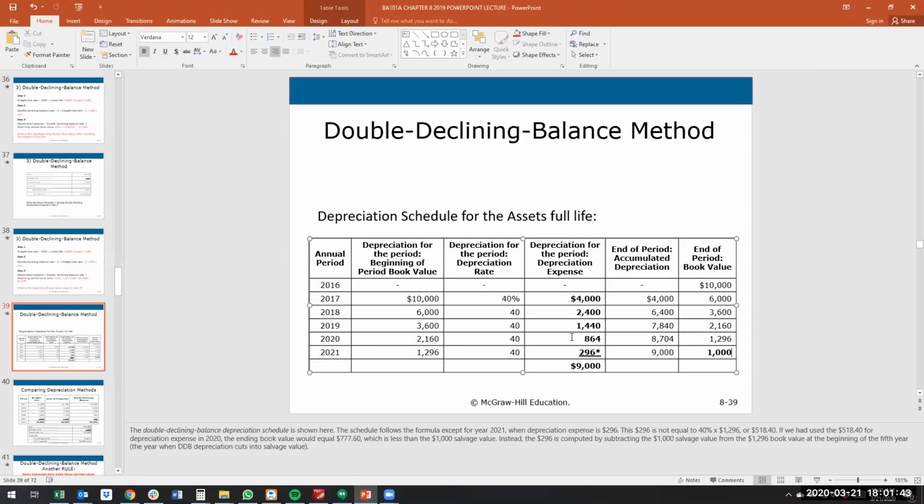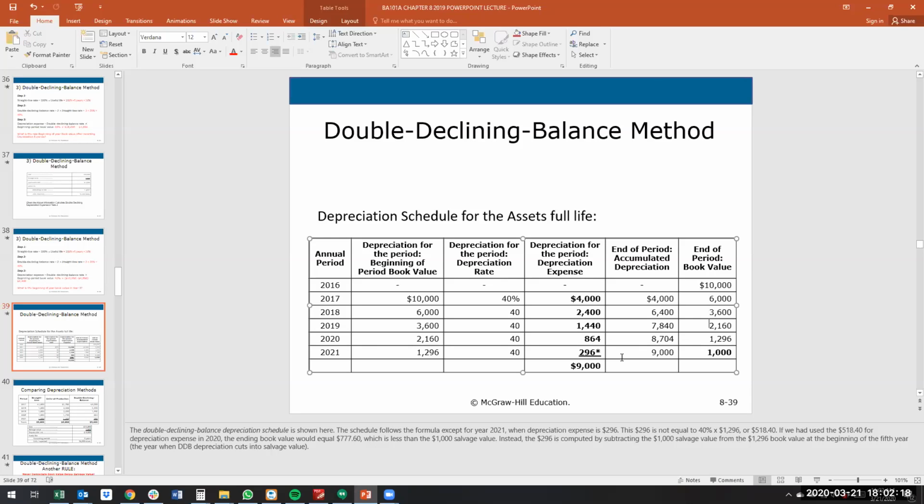Now what's complex here is in the last year of life, we can never have more depreciation expense than our salvage value. And since the double declining method isn't even, sometimes we will have more depreciation expense. So it's always limited at the salvage value. So at this point, we only have 8,704 left on the asset. So then the end of accumulated depreciation, the end value of the asset on here is 1,296 on year 4.